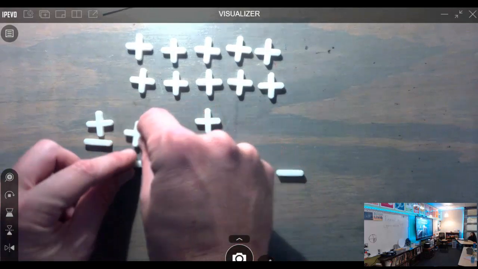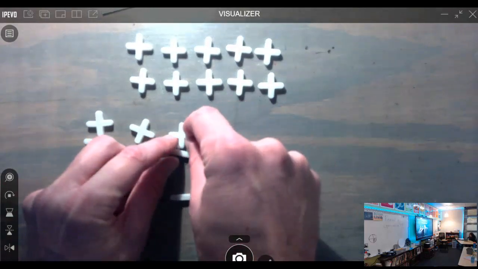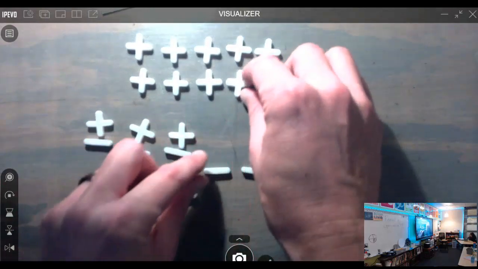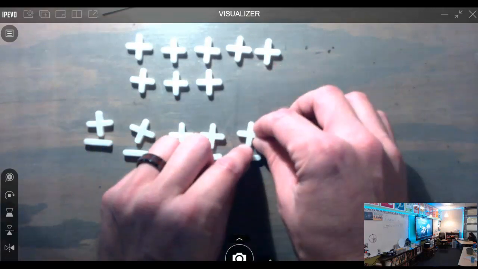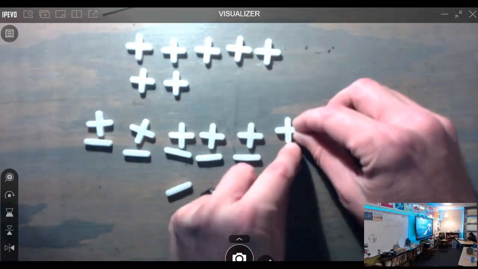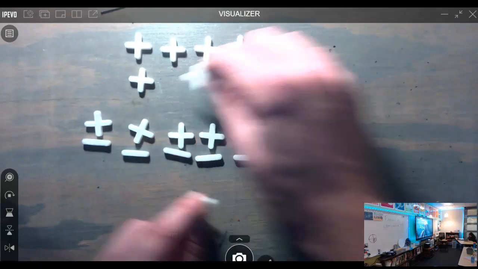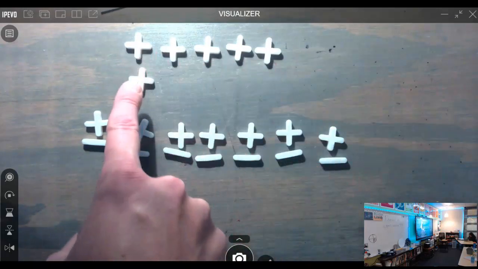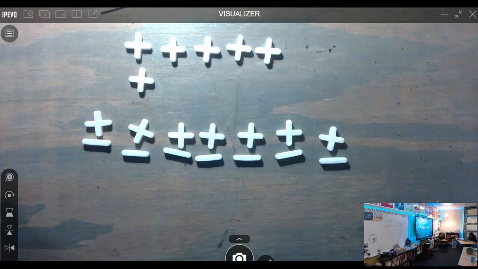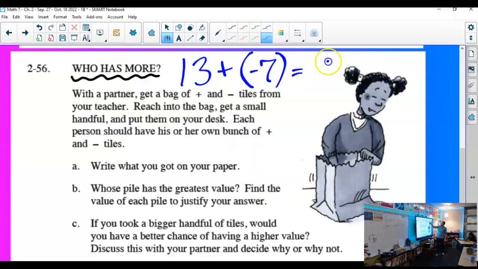So, guys, if I write down 13 plus negative 7, but then I do this as many times as I can, well, what do I have left now? And that is really the value of my set. So I'm going to write down I actually have 6.